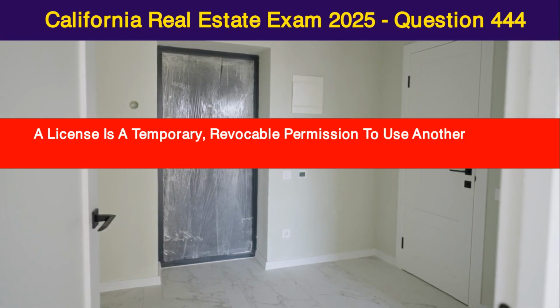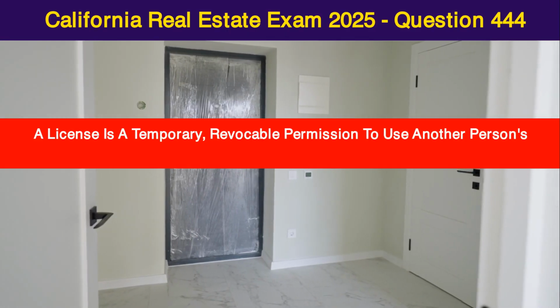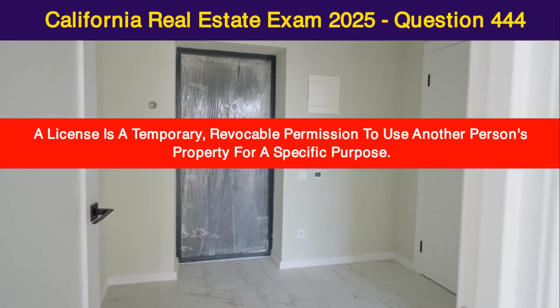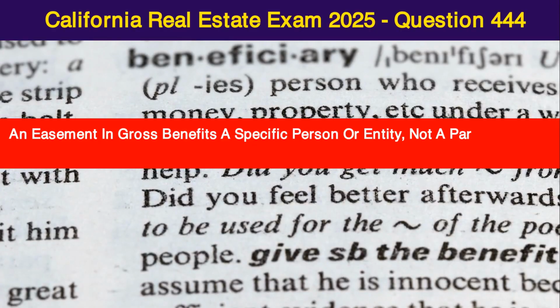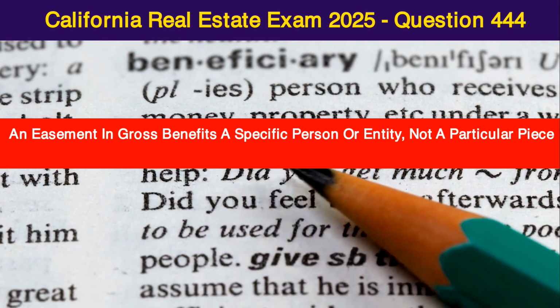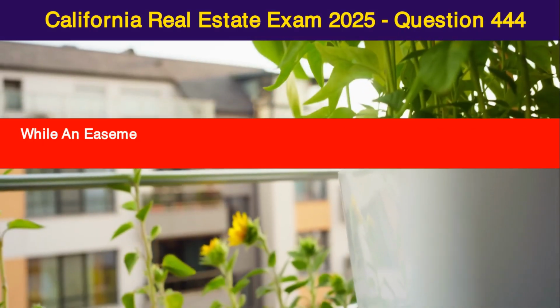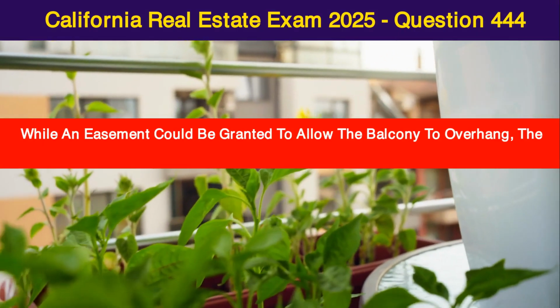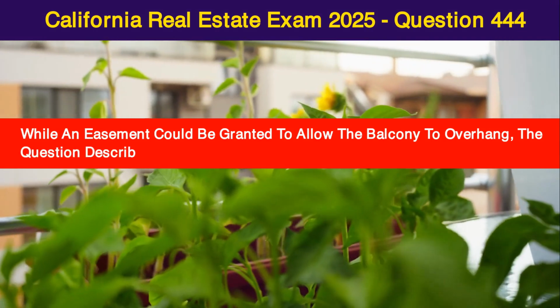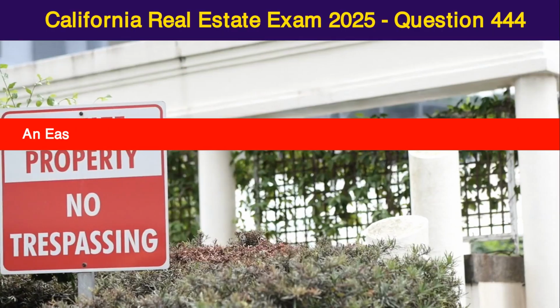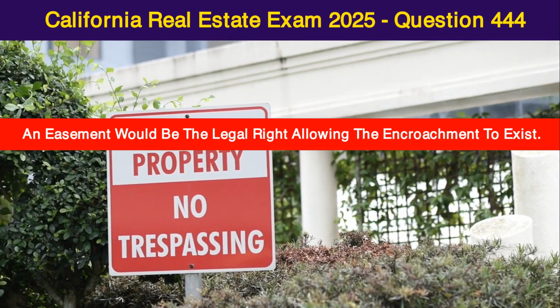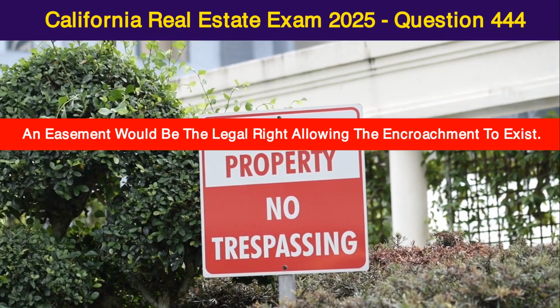A license is a temporary, revocable permission to use another person's property for a specific purpose. It's not a physical structure extending onto the land. An easement in gross benefits a specific person or entity, not a particular piece of land. While an easement could be granted to allow the balcony to overhang, the question describes the physical structure itself, which is the encroachment. An easement would be the legal right allowing the encroachment to exist.